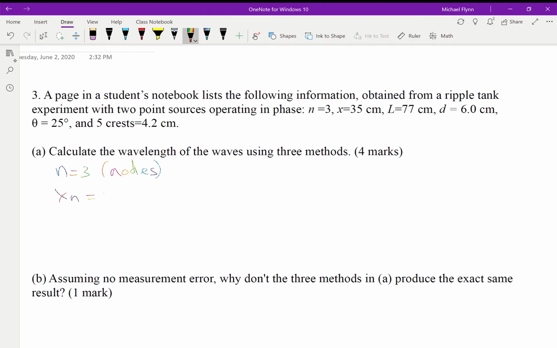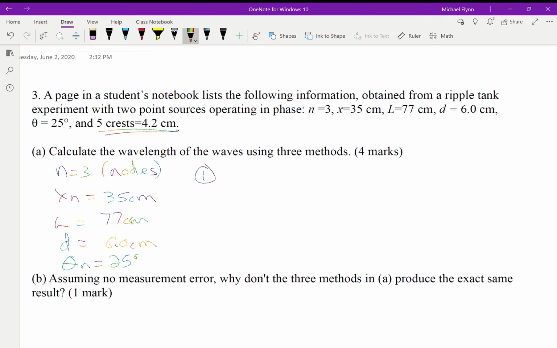Xn is 35 centimeters. L is the variable from the slit centers to the node, 77 centimeters. D is the separation of the two slits or the two sources, so it's 6 centimeters between them. Theta n equals 25 degrees. And then it says this weird piece of information here, 5 crests equals 4.2 centimeters. If you look at the question, that's important for one of the questions here. It says calculate the wavelength using 3 methods.